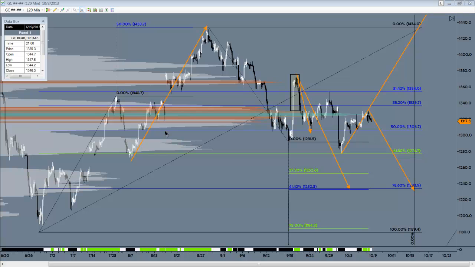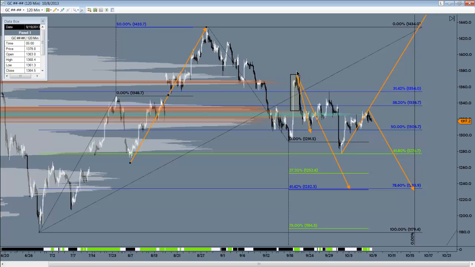The concept of a harmonic or a self-duplicating move is widely present here in gold. From the lower left, the initial rally pulls back to the 50% retrace and then does a perfect one-to-one harmonic to the high here at 1434. From that point, we've started to sell off.